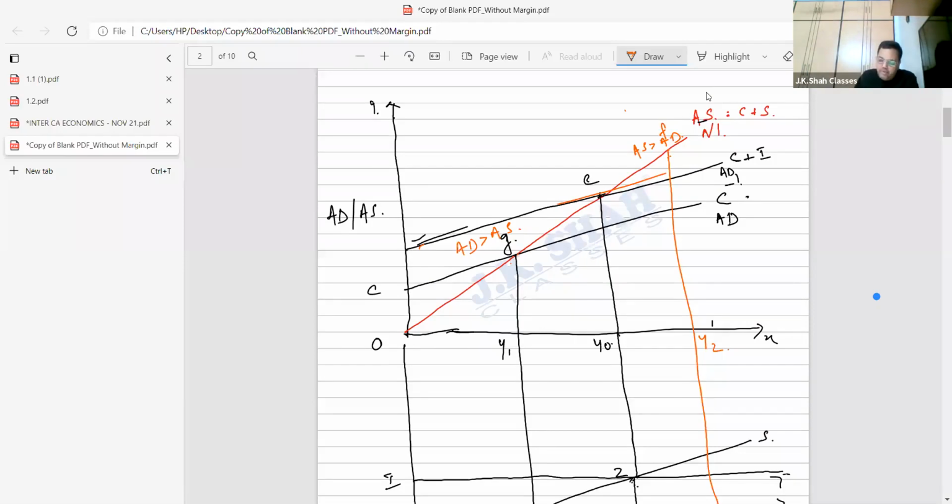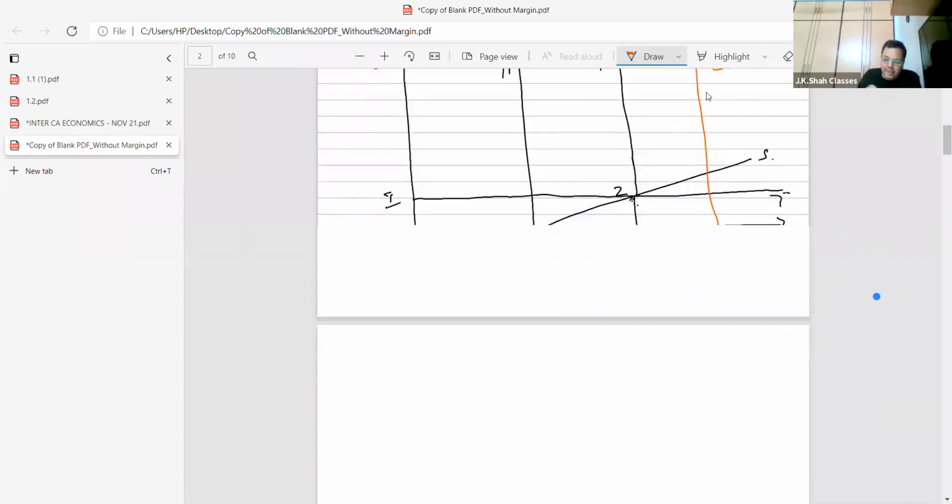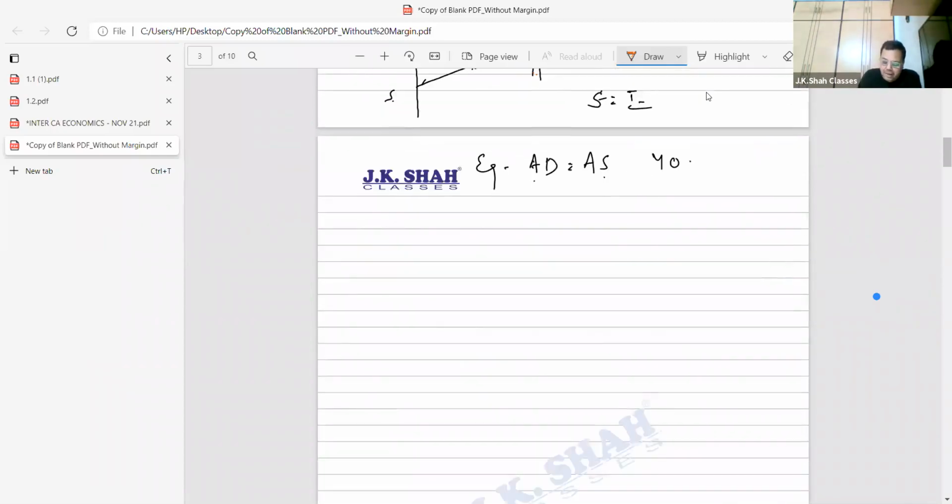Why point E? Because at point E, aggregate demand is equal to aggregate supply. That means C plus I is equal to C plus S. That means I is equal to S. That is why this is the equilibrium point. It's just very easy. I must have drawn this 100 times. I don't want to confuse you all.